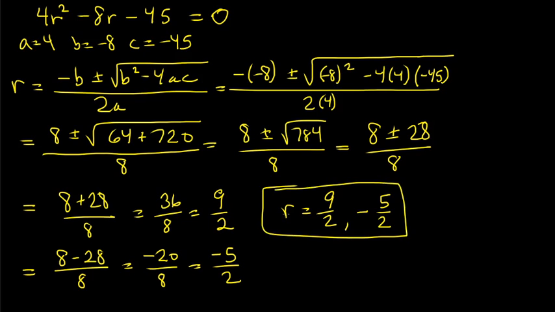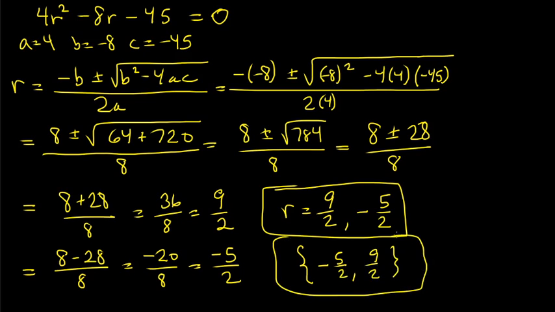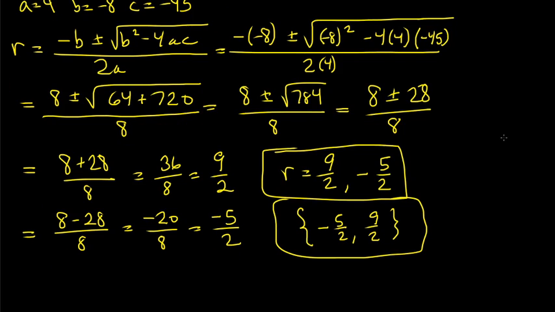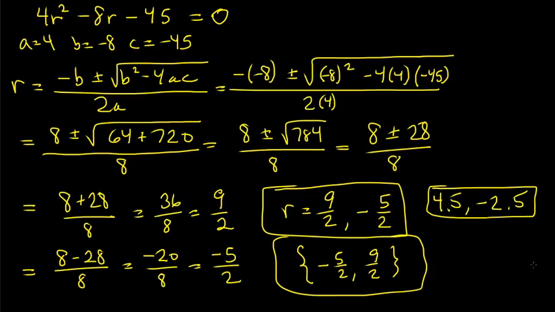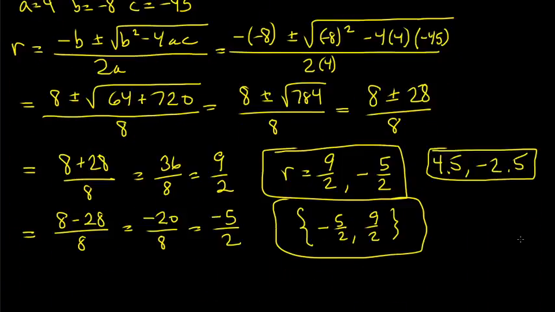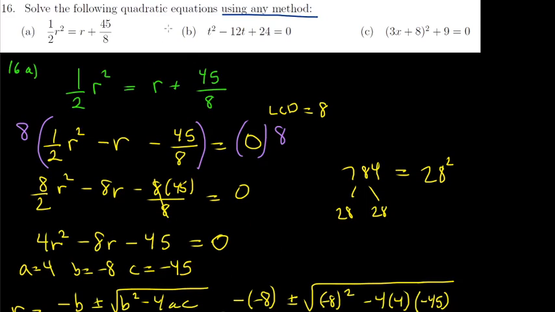I realize I put the bigger one first, but order doesn't matter as long as you have the two solutions. Here's the way that Connect Math would prefer it, but I am not picky about that. So either way, 9 over 2 and negative 5 over 2. I would even take decimals here. You can do 4.5 and negative 2.5. If you put that down, I'll just assume you used your calculator. Okay, so that's it for the quadratic formula.